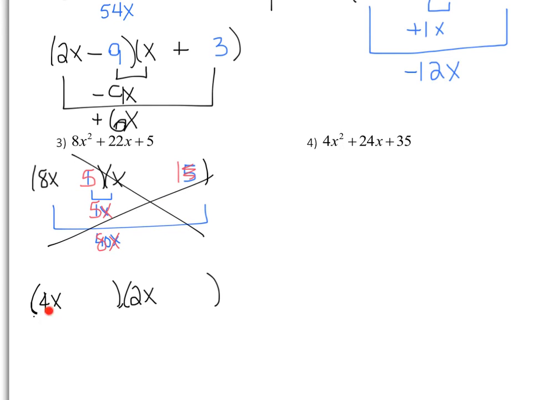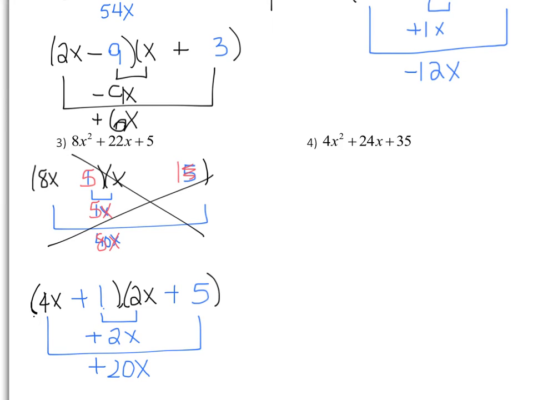So now let's try 4x and 2x. So I'll put the 1 here maybe and the 5 here. So the inners is 2x, the outers is 20x. When I add them, do I get 22? The answer is yes. Okay, how? Plus and plus, add them up. That's it. Why don't you see if you can do number 4 on your own?